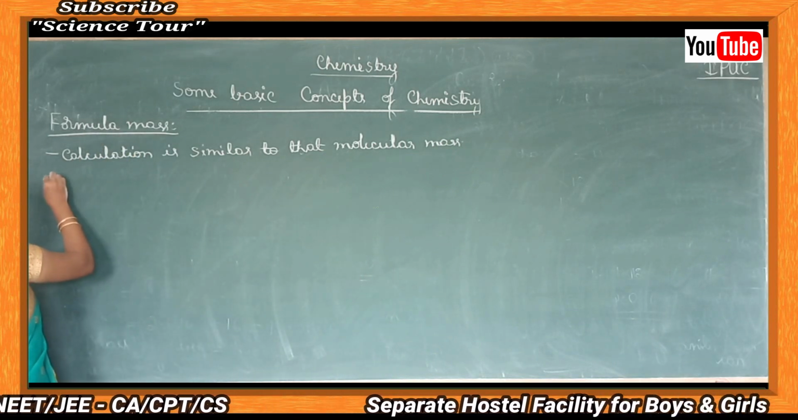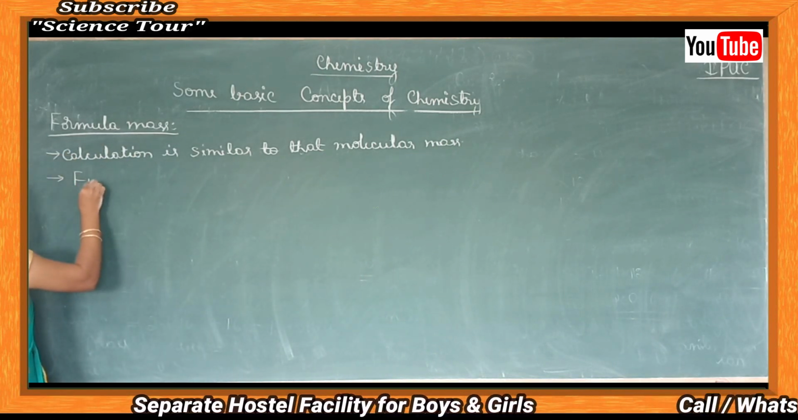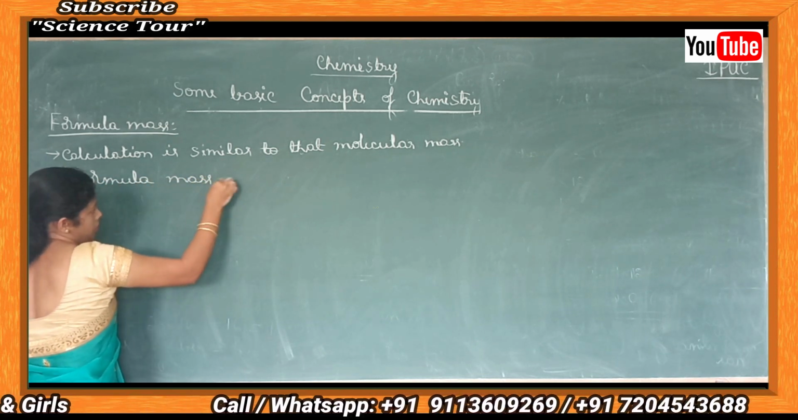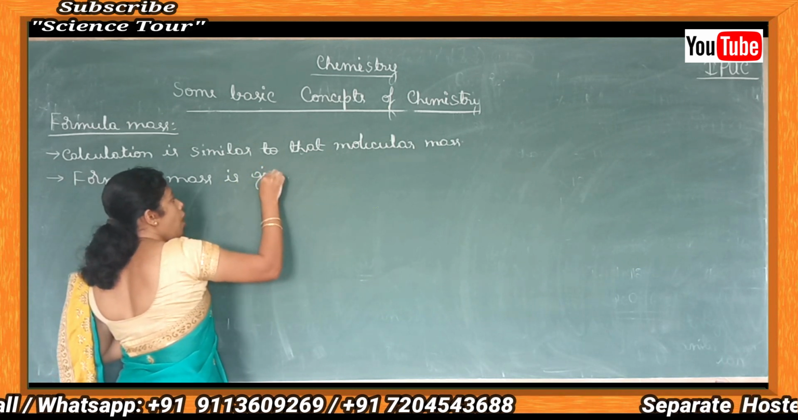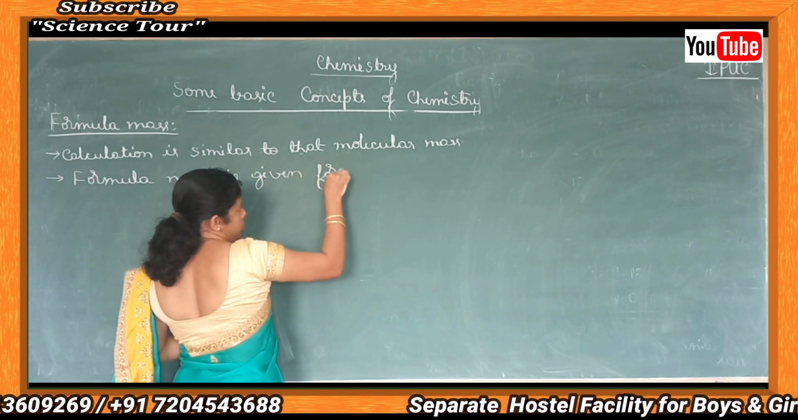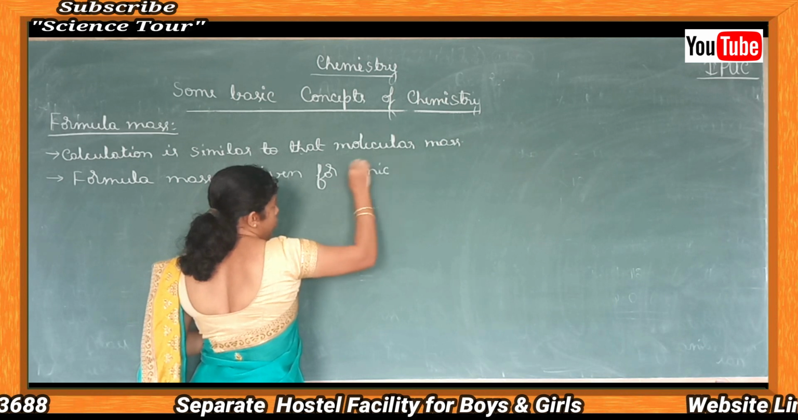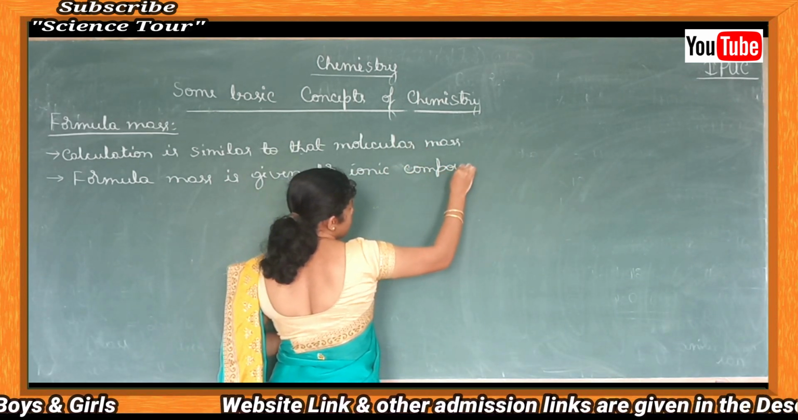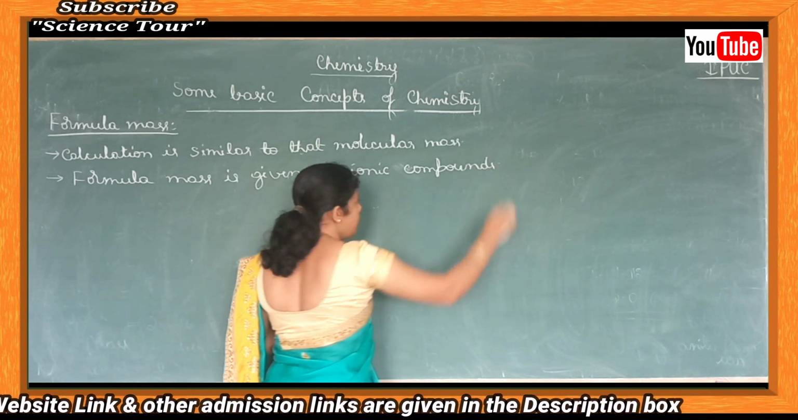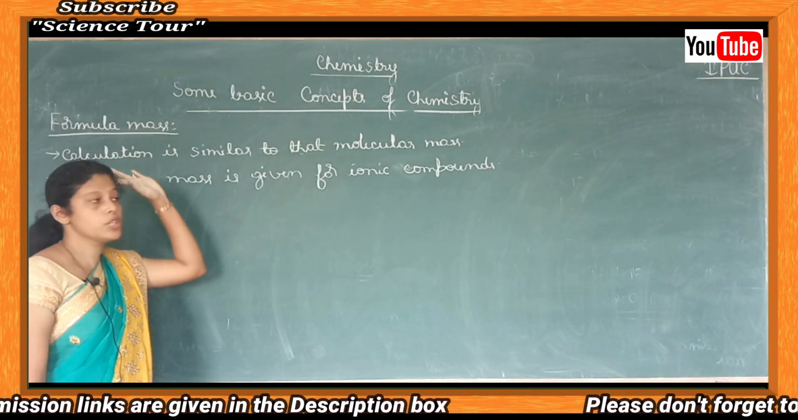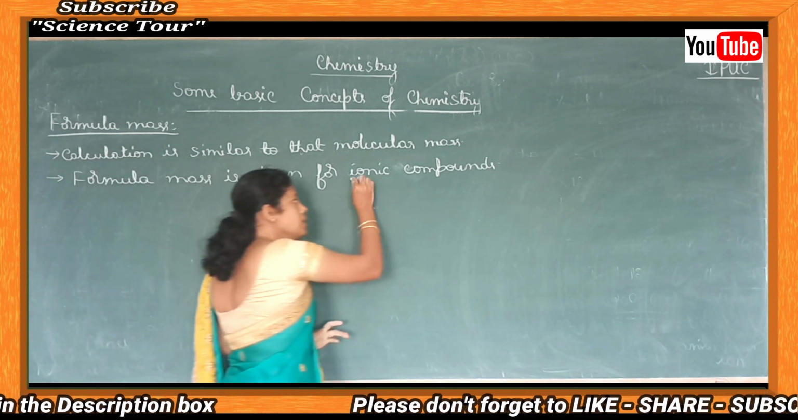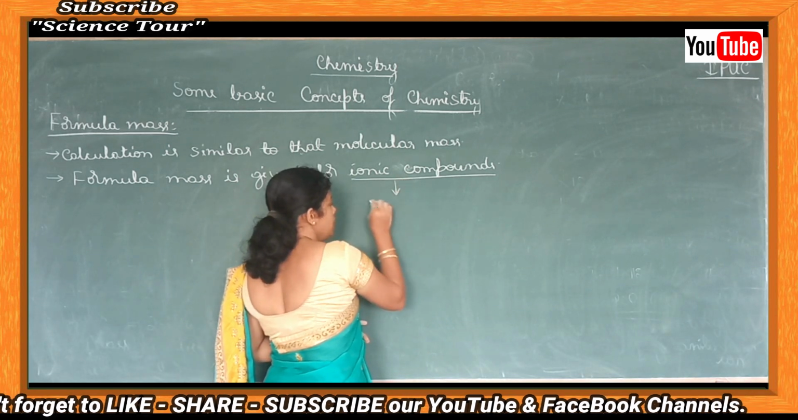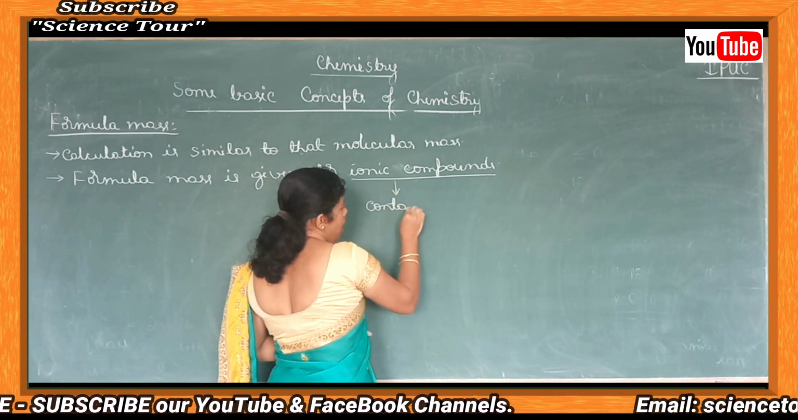Formula mass is told for which one? Formula mass is given for ionic compounds. For such compounds, the molecular mass has a special term, that is formula mass. What are these ionic compounds? Ionic compounds contain ions.